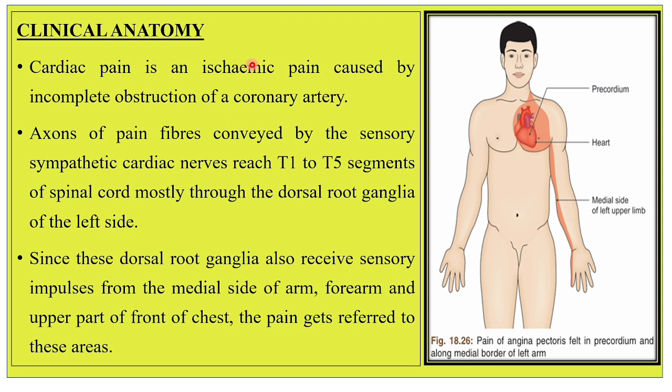Coming to the clinical anatomy, that is cardiac pain. Cardiac pain, or ischemic pain, is caused by an incomplete obstruction of the coronary artery. Axons of pain fibers conveyed by the sensory sympathetic cardiac nerves reach the T1 to T5 segments of the spinal cord, mostly through the dorsal root ganglia of the left side. Since these dorsal root ganglia also receive sensory impulses from the medial side of the arm, forearm, and upper part of the front of the chest, the pain gets referred to this area. So anginal pain is referred to the medial aspect of the arm and forearm.